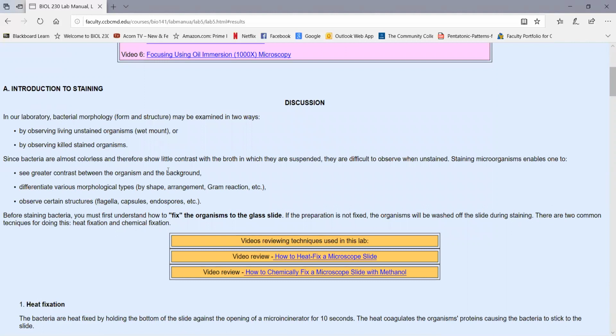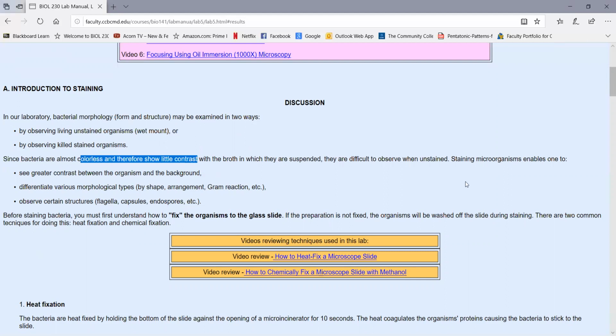Now, in our lab, we have 2 ways we can observe bacterial morphology, which refers to their form and their structure. We can look at living unstained organisms, what we call a wet mount, where we just put a broth culture or a liquid suspension under a microscope and look at it. Or we can look at killed stained organisms. Now, of course, as we saw when we looked at the yeast back in Lab 1, unstained organisms are pretty much colorless with very little contrast. So they're pretty hard to see if they're unstained.